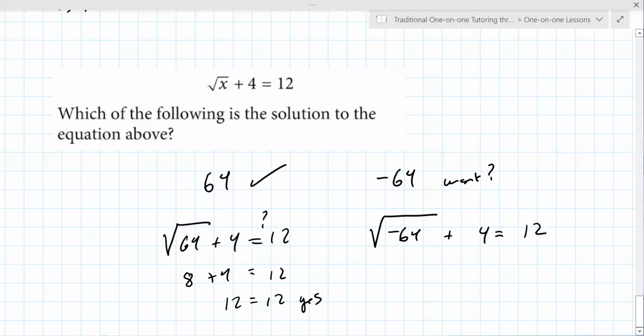It would be -4. Well, the square root of -64 is not allowed. You're never allowed to take a square root of a negative number. Okay. All right.